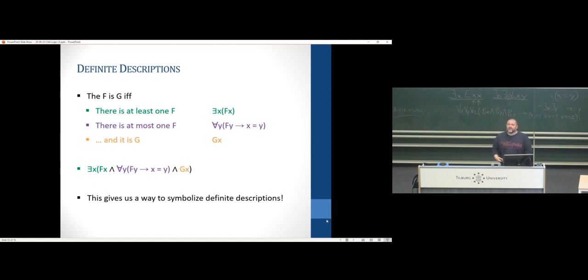So this is a handy way to start thinking about exactly one, because exactly one we can also just express as "the", with a definite article in English.